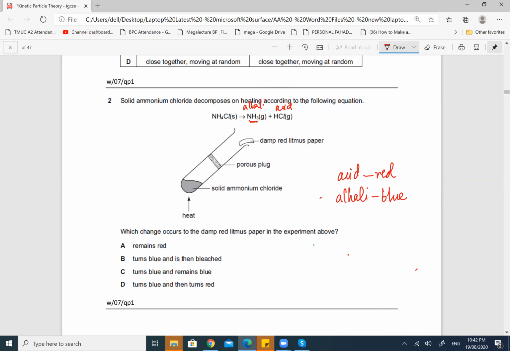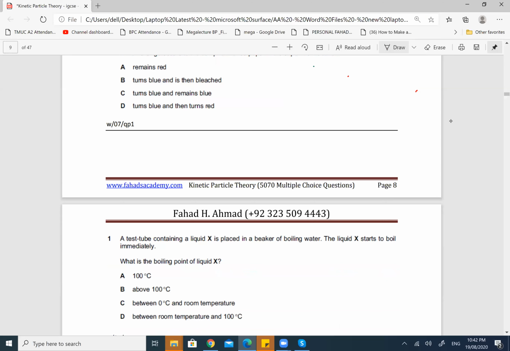So he's saying that this NH4Cl, when you heat it, breaks down into these two gases. So these two gases are coming out. Which gas do you think reaches the litmus paper first? NH3, because it's lighter. It has a smaller molecular mass. So it's going to be blue first, and then after some time the HCl would reach and turn it red. So the answer is blue then red, D. Okay, so it's D.